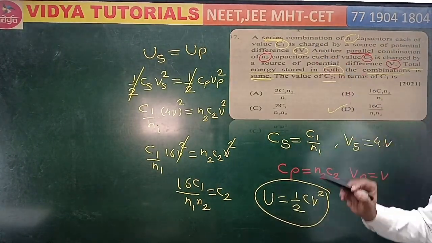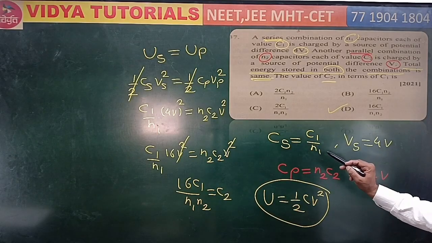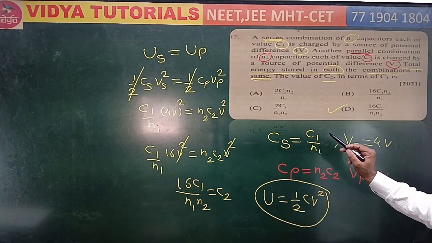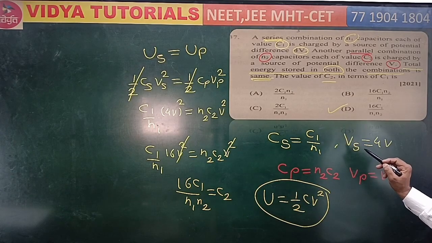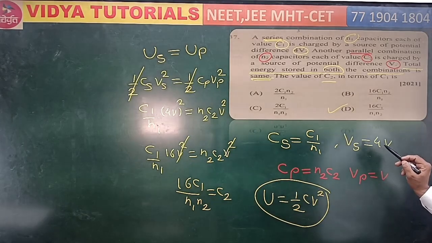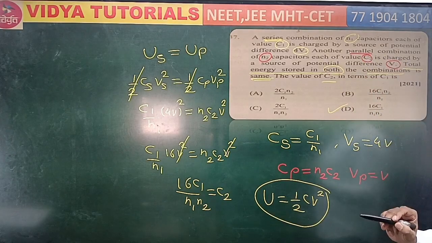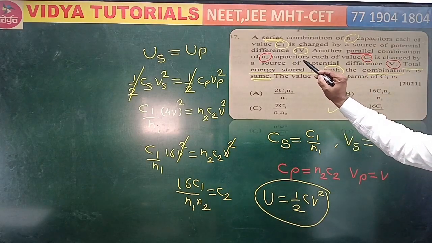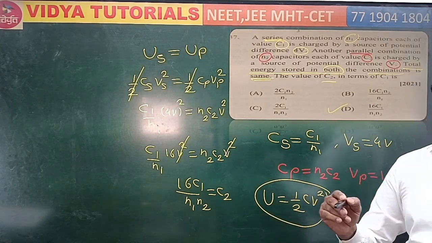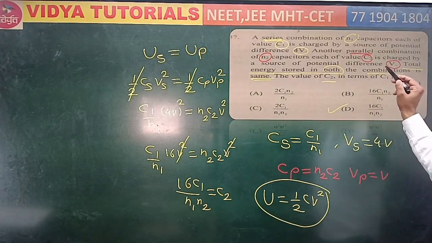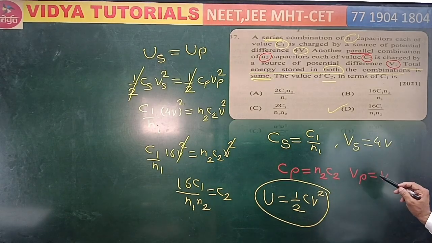Therefore, by the first condition, we say that the series combination of N1 capacitors, each of value C1, has the formula Cs = C1/N1, and at the same time for this series combination the potential difference is 4V. Now according to the second line, another parallel combination has N2 capacitors, each of value C2, and the potential difference is V. Therefore, Cp = N2 C2, Vp = V.